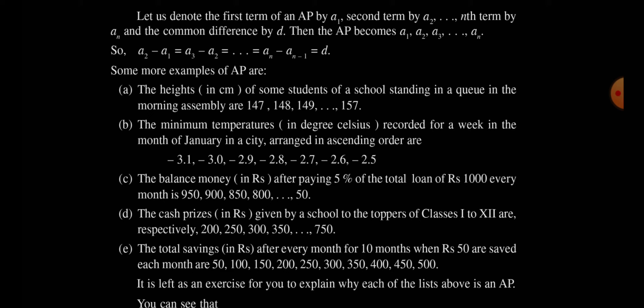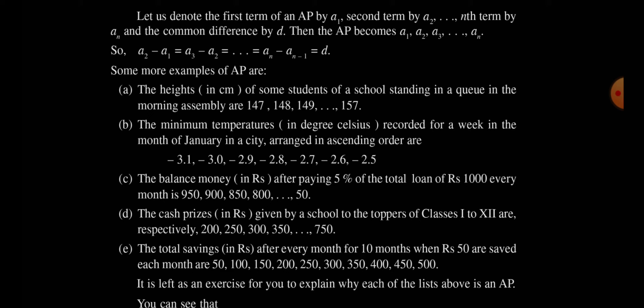The balance money after paying 5% of the total loan of 1000 every month is 950, 900, 850, 800, up to 50. The cash prizes given by a school to the topper of class 1st to class 12th are respectively 200, 250, 300, 350, up to 750.